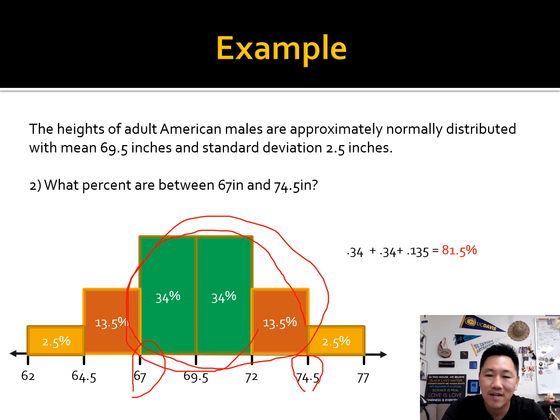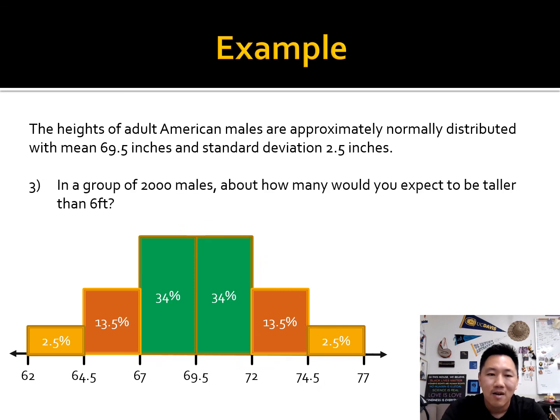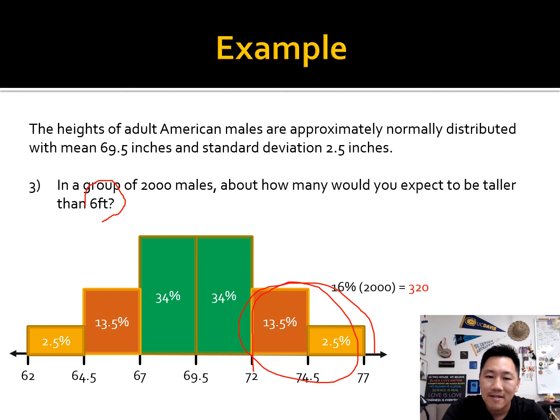All right, final question. In a group of 2,000 males, how many would you expect to be taller than 6 feet? Well, you should know that 6 feet, if you convert it to inches, 6 times 12 is 72. So what percentage of the males is going to be taller than 72? Just add those two percentages up and multiply it by the 2,000, and about 320 males out of the 2,000 will be taller than 6 feet.